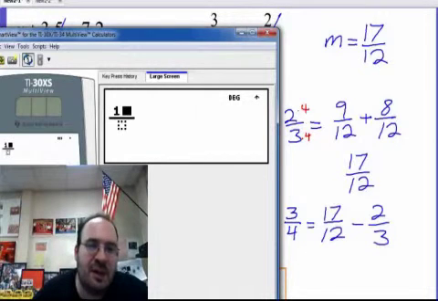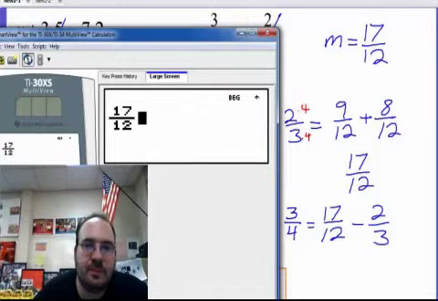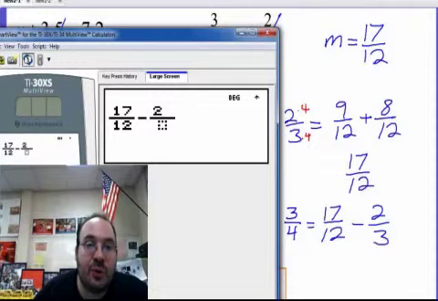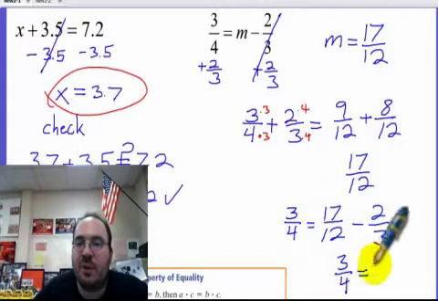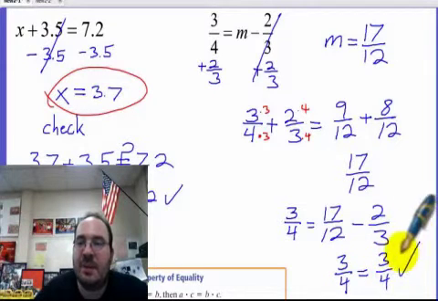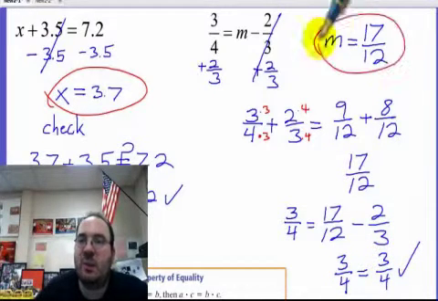Okay, so I have 17/12 minus, and then here I have 2/3. Okay, and I get 3/4, so I have 3/4 equals 3/4. That's a true statement. That means this answer was correct.